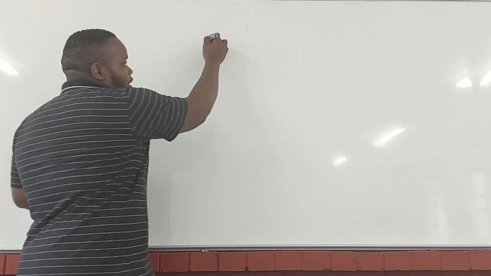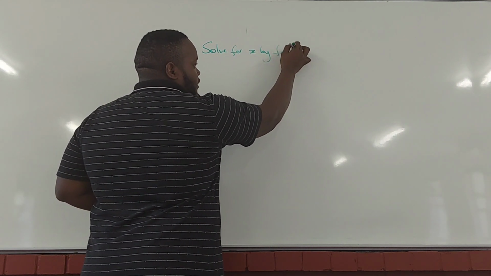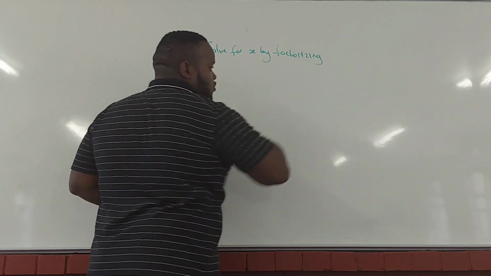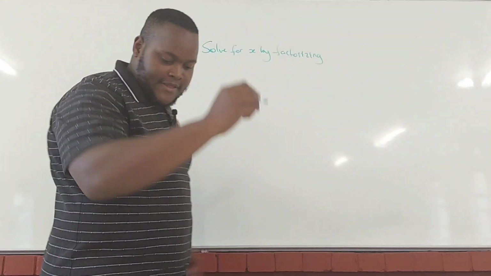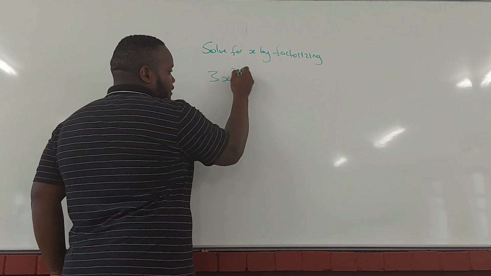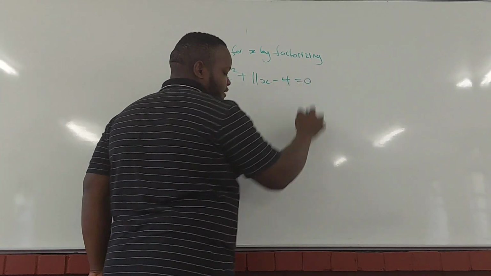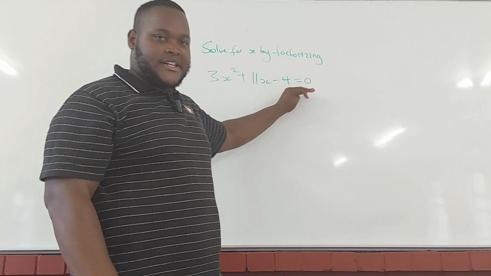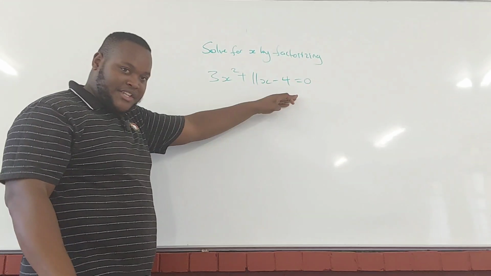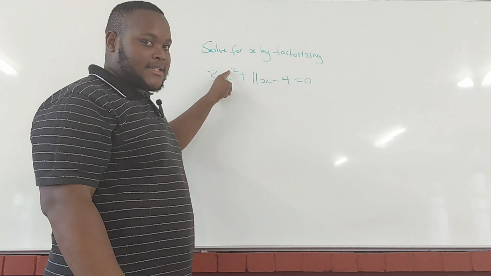So let us say we are given an equation, right? Solve for x by factorizing. So we are solving for x by factorizing. Let's say we are given a quadratic equation that goes as 3x squared plus 11x minus 4 equals 0. So that is the particular quadratic equation that we are given. This one is an equation because we see an equal sign, and it's a quadratic equation because the highest degree of x is 2.